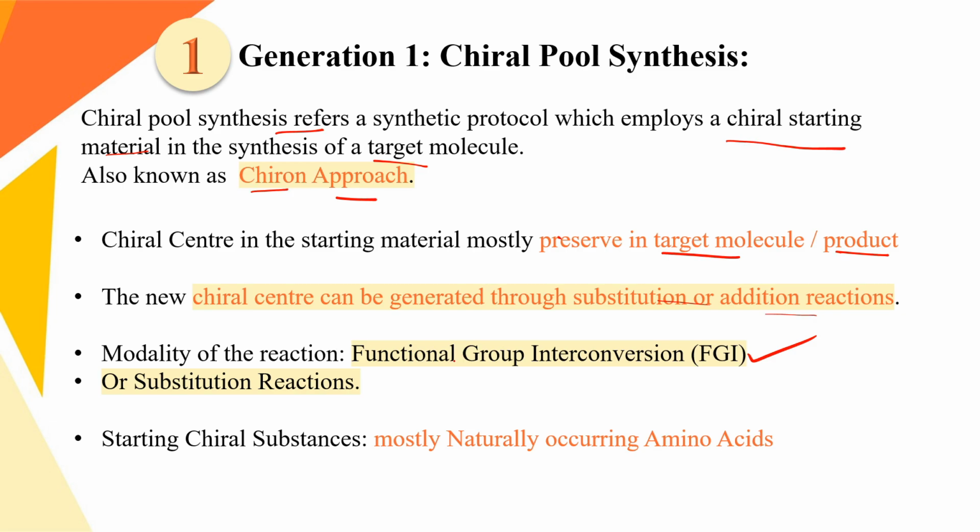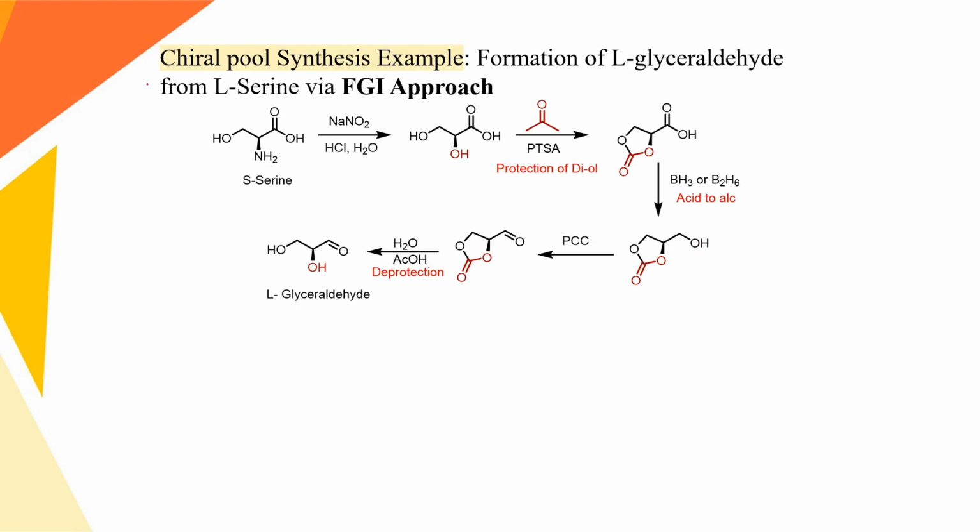Now what will be the starting material of this chiral pool synthesis? The starting material of the chiral pool synthesis is mostly naturally occurring amino acids. Let us understand this via an example. So you can see the chiral pool synthesis example: formation of L-glyceraldehyde from L-serine via the FGI approach.